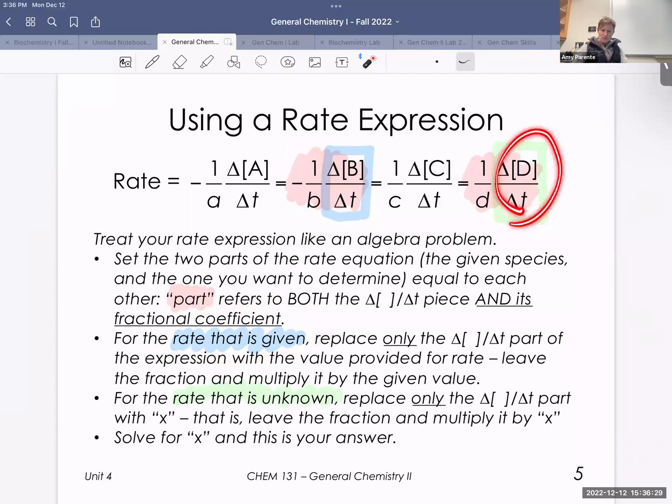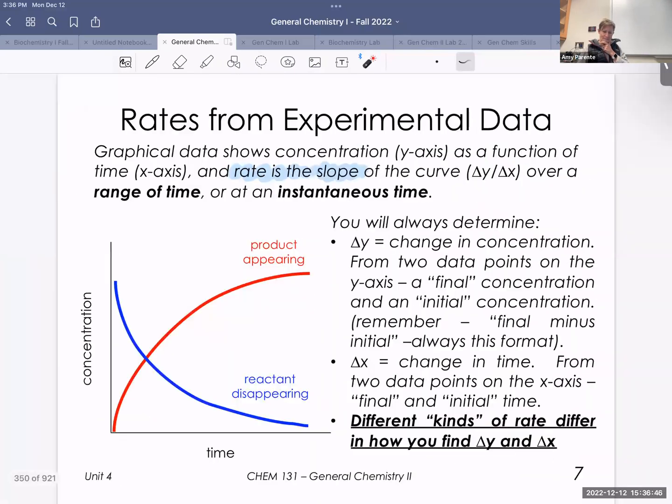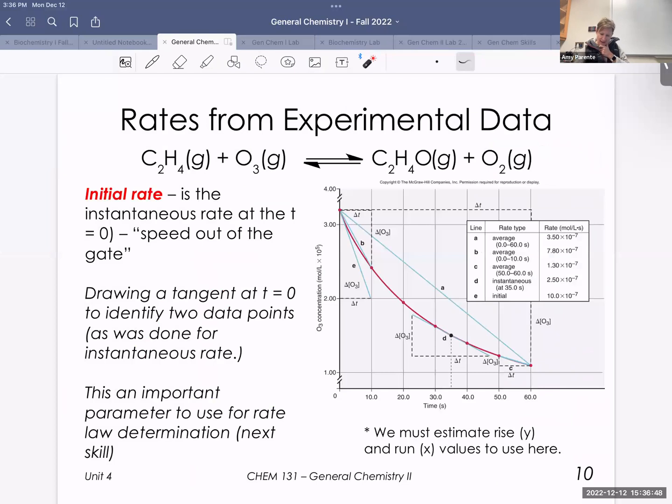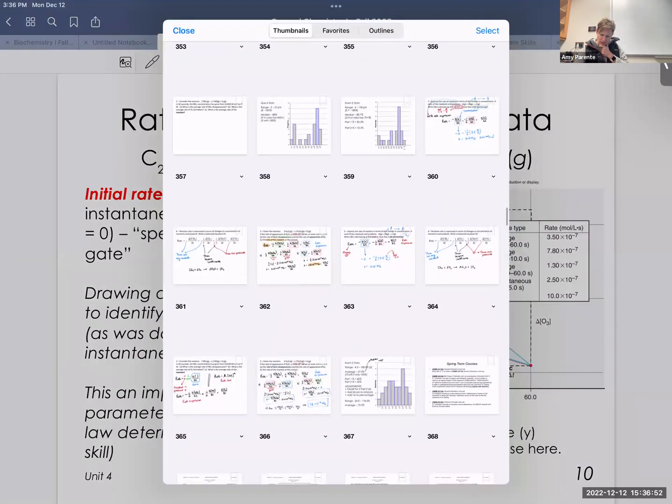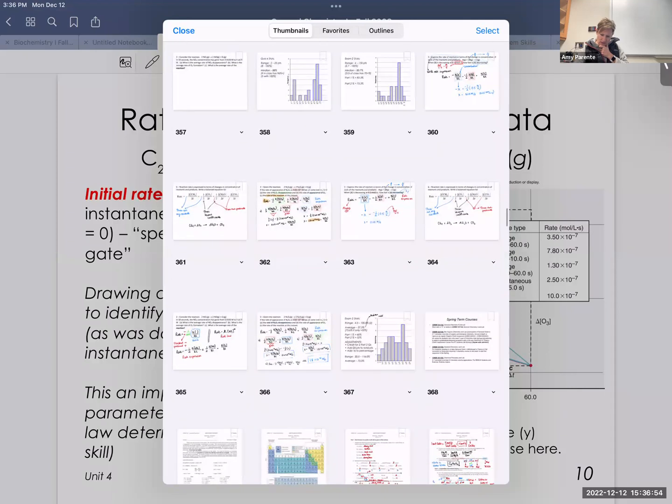And then you're solving for whatever I've got boxed over here in green, which is the rate of something that's unknown, but you still have to make sure you keep that fraction. So those fractions are separate from whatever you're calling rate. That's the biggest mistake that students make on problems like that. So that was writing and using rate expressions. And then I think we had an exam there in between.